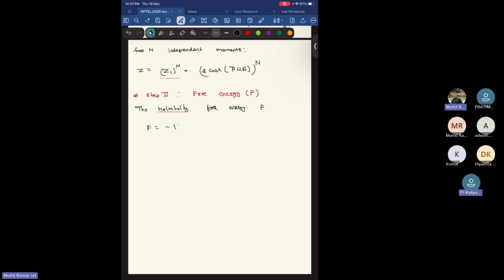The Helmholtz free energy F is nothing but minus kBT ln Z. So now we can substitute our value of Z, and if we do so, what we get is F equals minus N kBT ln 2 cosh(beta mu B).